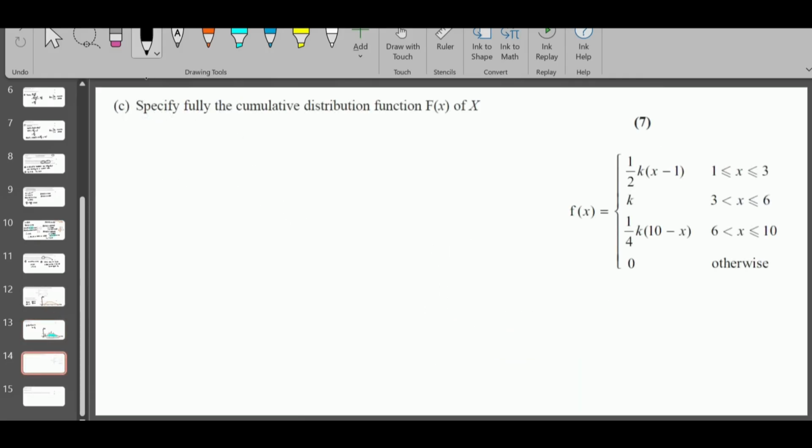Part C now. So I have copied the PDF function here. Specify fully the cumulative distribution function. So I'm going to integrate the function one by one. When I integrate this, I'm going to keep k over 2. K is 1 over 6, so 1 over 12 outside.